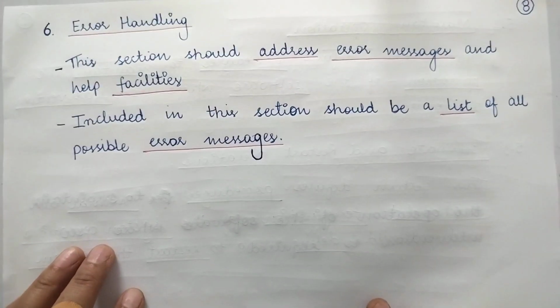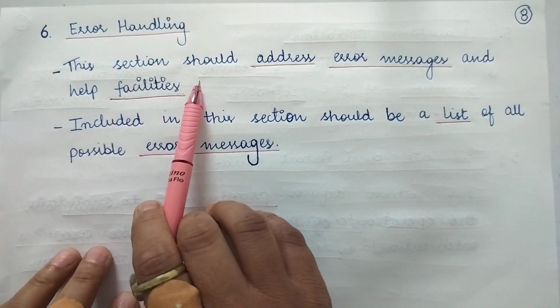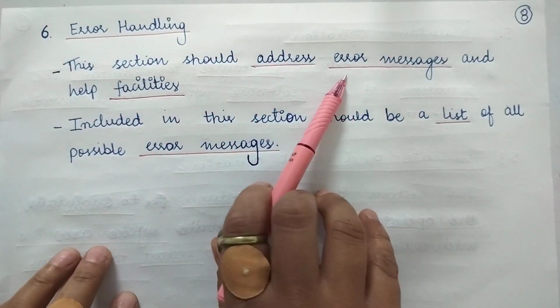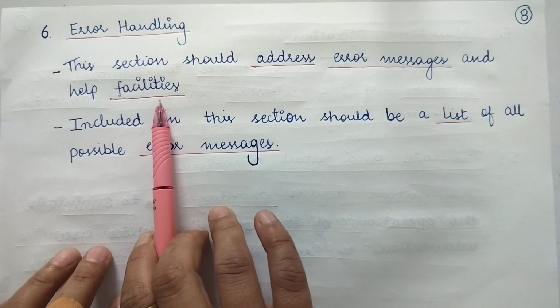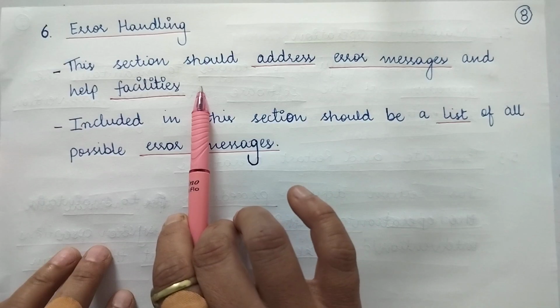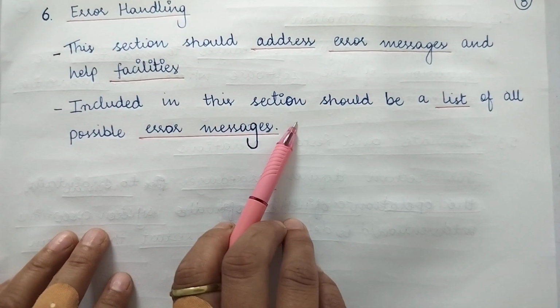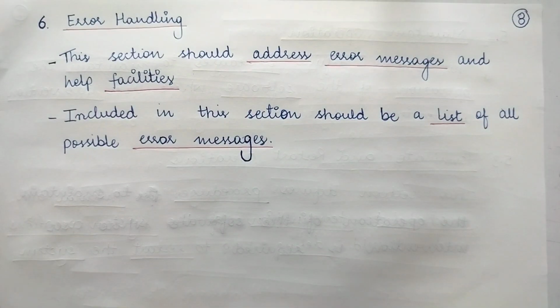Then the last section of the user manual is your error handling. This section should address error messages, whatever the error messages are, and the help facilities that you can have for those error messages. What you can do or what assistance you can get for those error messages would be provided in this particular section. Included in this section should be a list of all possible error messages that the system can throw at you. So this is all about the user manual document.